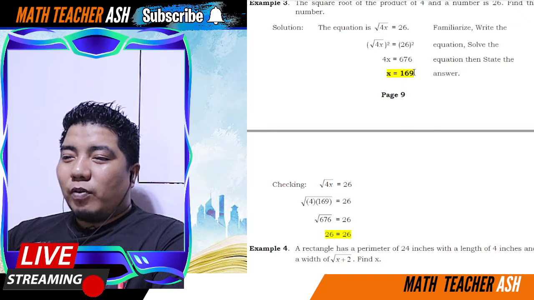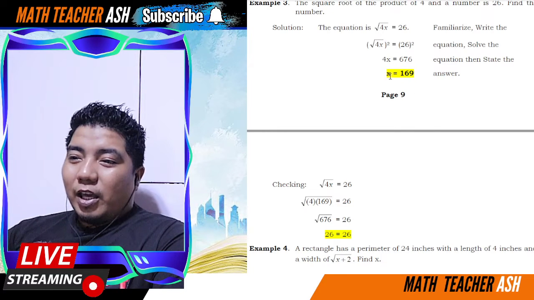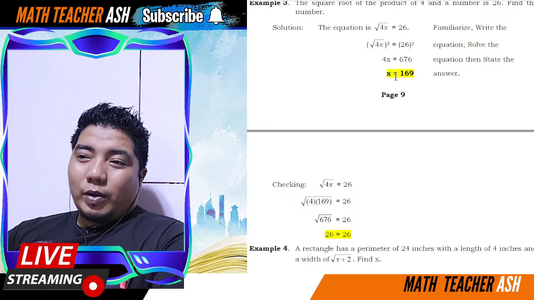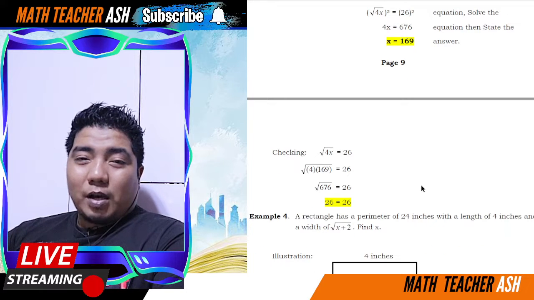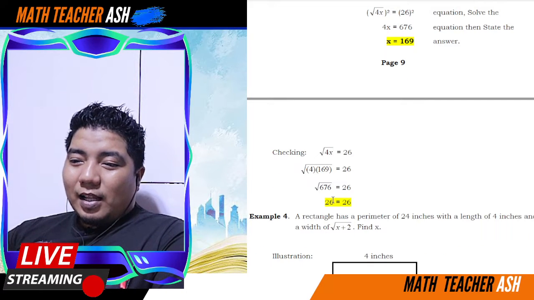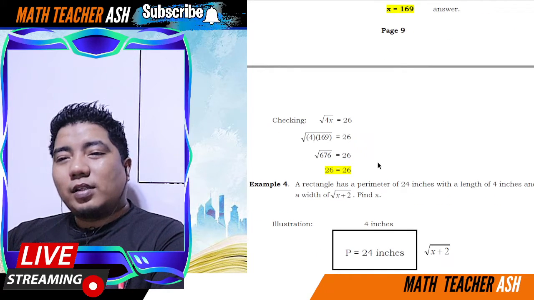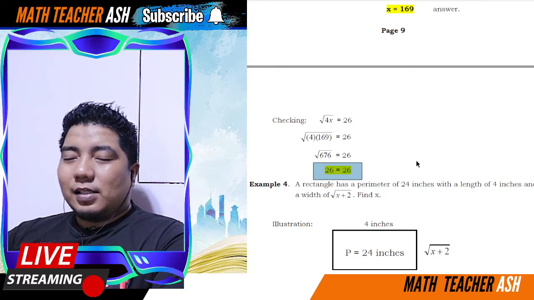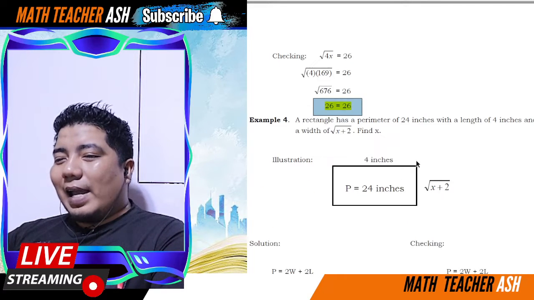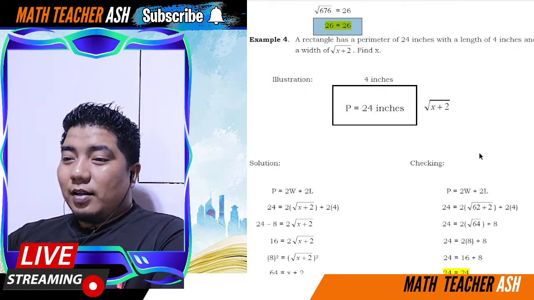Divide both sides by 4. The answer is 169. If you substitute 169 for the checking, that will become 4 times 169. That is 676, and the square root of 676 is 26, giving you a balanced equation. All right. Now, how about this one?